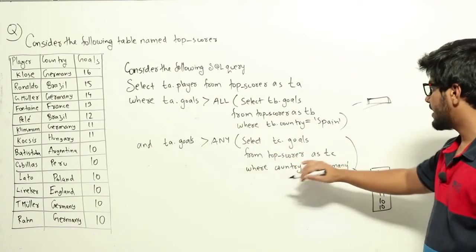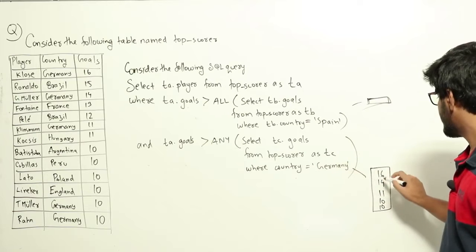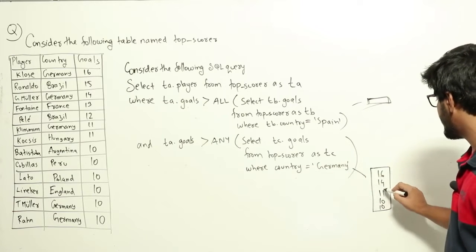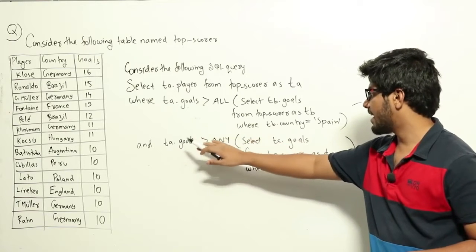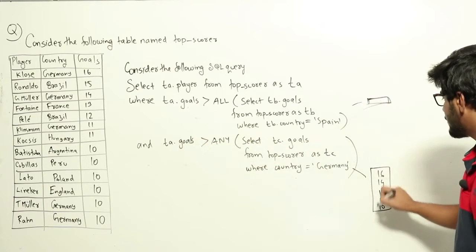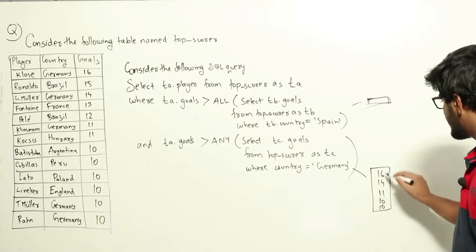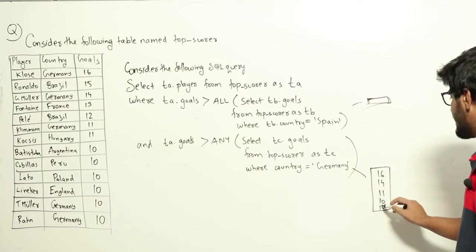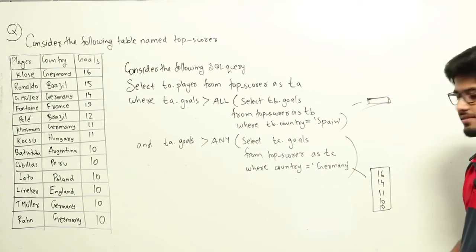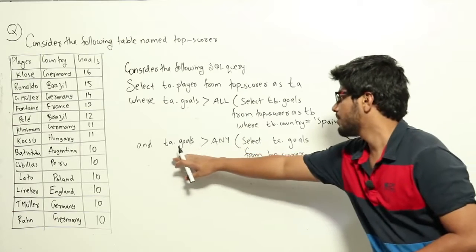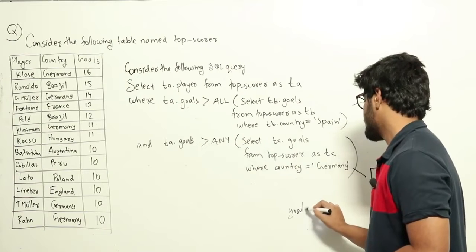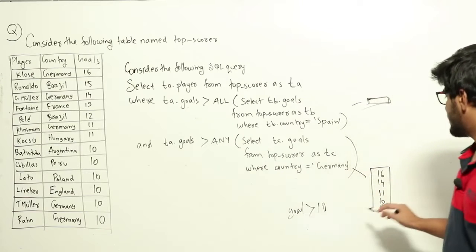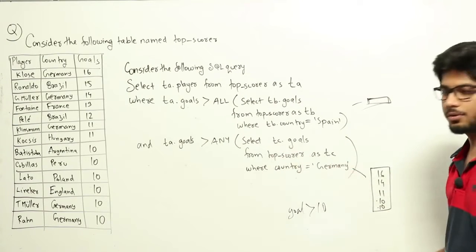Now when we do greater than any, you can see that this table has 16, 14, 11, 10 or 10, meaning this row returned should have goals greater than any of these goals listed below. So greater than any of these meaning the goal should be greater than 10 at least. So this part will return true if goal is greater than 10. So greater than any will be true.